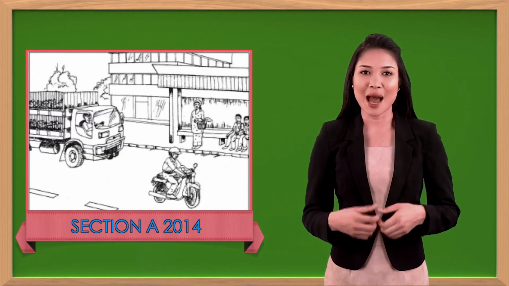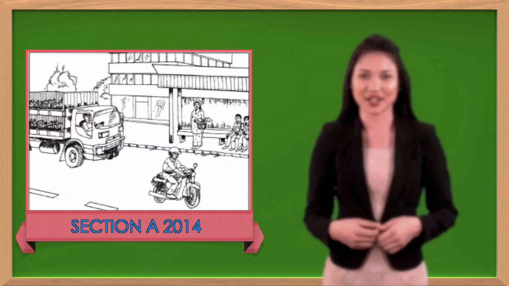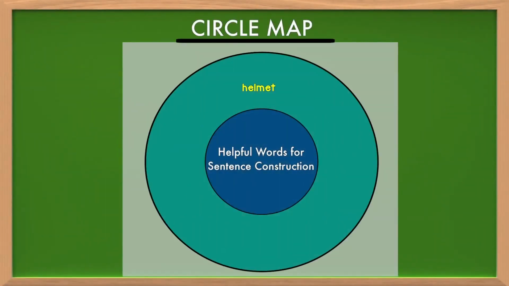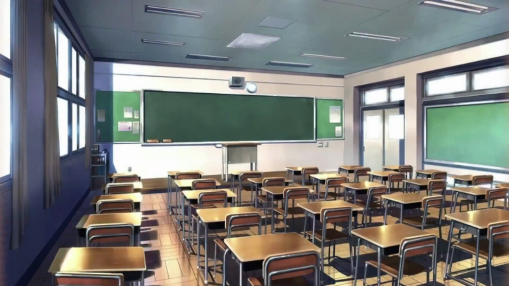Using a circle map, I'm going to brainstorm everything I see in the picture. This means I'm going to write down any objects, people, and what they're wearing. Helmet, vegetables, baju kurung, headscarf, glasses, school bag, pupils. This way, when I write, I won't be stuck for words. I can use the guide words and the words I have brainstormed. It is very important to be organized as there is only a limited time given to write.